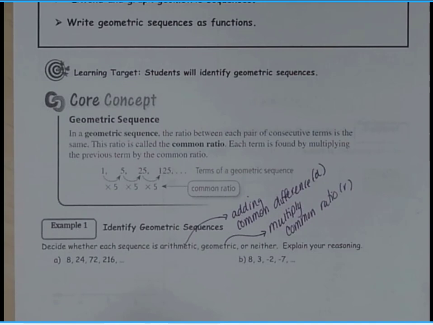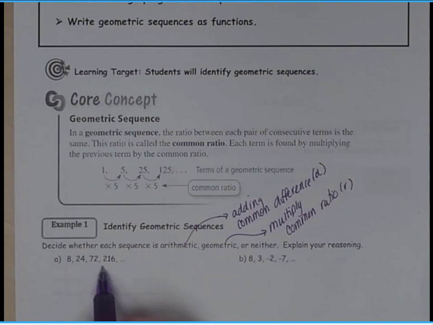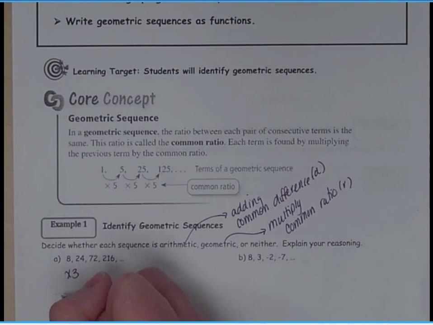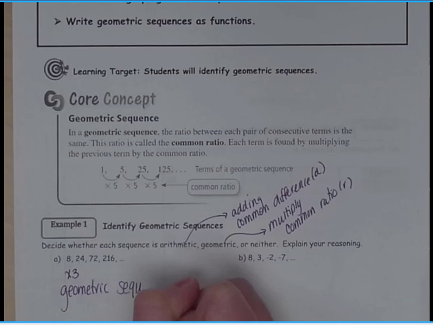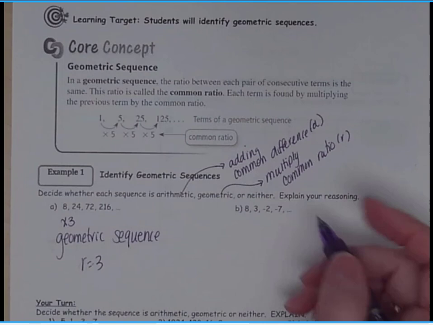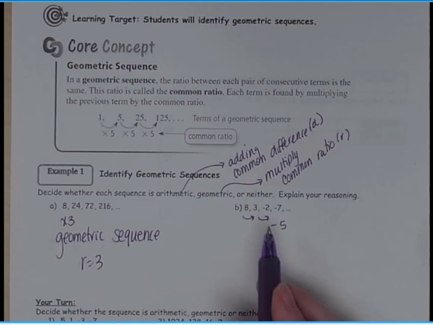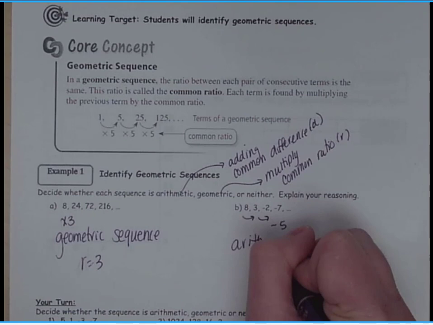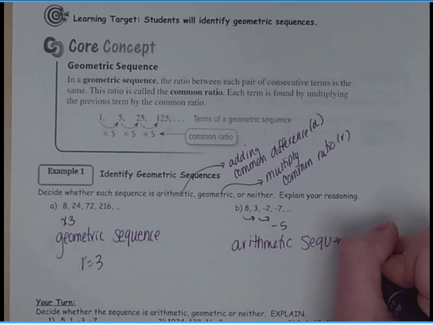Now, looking at these sequences, what do we see? Well, in order to go to each term here, I am multiplying by 3, so that means this is a geometric sequence. And in this case, my R equals 3. Now, looking over here, I actually have a difference of negative 5, so I'm adding negative 5 each time. So this is an arithmetic sequence. And that's where I use the common difference, D. My common difference here is negative 5.